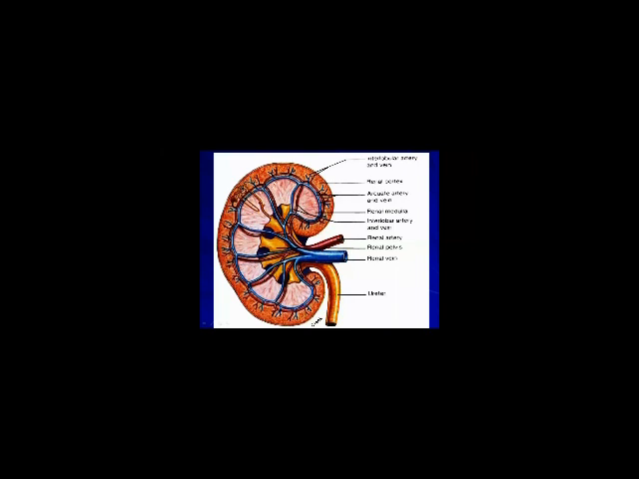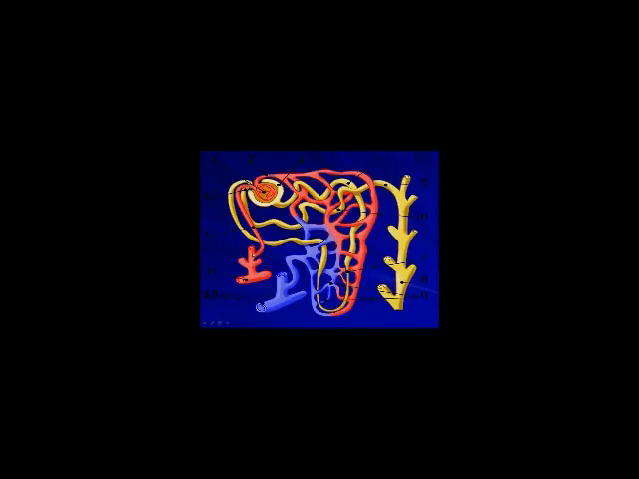arcuate arteries at the junction between cortex and medulla. And then from the arcuate arteries, we get interlobular arteries. From here arise branches called afferent arterioles that provide the capillary tuft to the glomerulus. And then we have the efferent arteriole, which forms the peritubular capillary plexus, and then there is the venous end. All the veins run with their corresponding arteries, and eventually blood passes through the renal vein into the inferior vena cava.